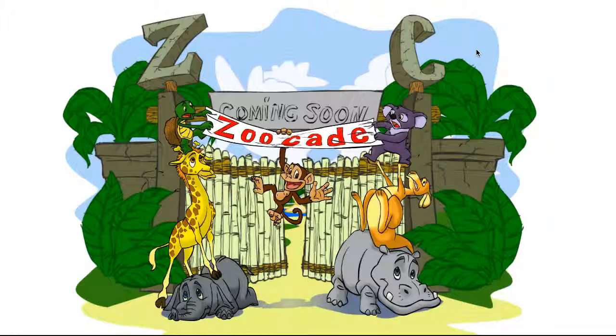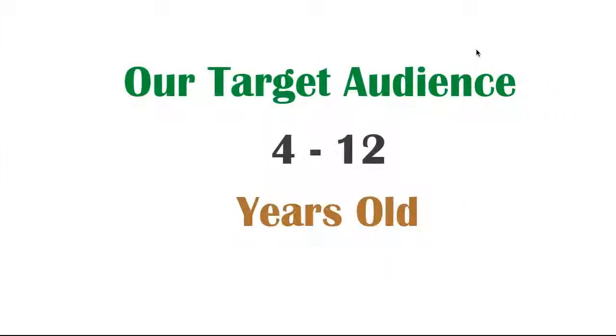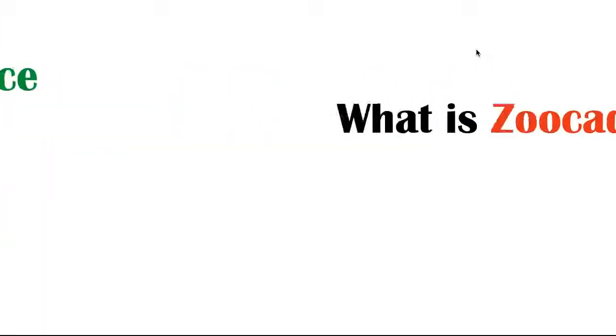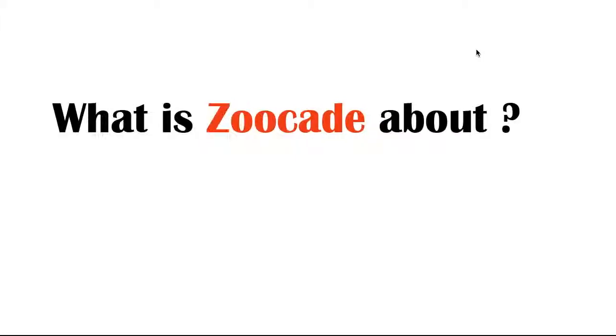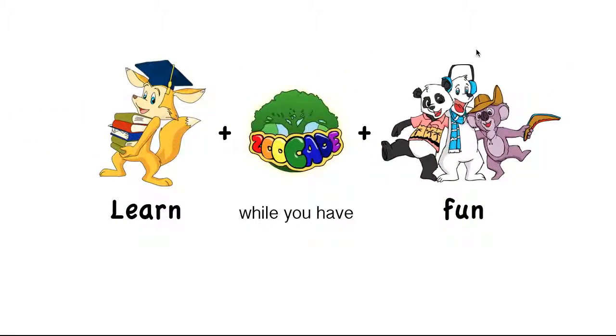As you can see from the image in front of you, Zoocade is a coming soon product that runs on a tablet as well as on the web. It is completely cloud-based. Our target audience is 4 to 12 years old. Well, what is Zoocade about? Zoocade is a learning management system that allows students to learn while they have fun.